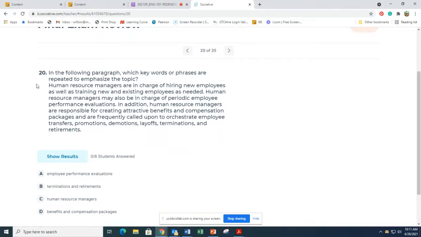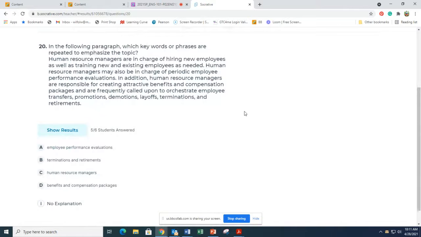Human resource managers are in charge of hiring new employees as well as training new and existing employees as needed. Human resource managers may also be in charge of periodic employee performance evaluations. In addition, human resource managers are responsible for creating attractive benefits and compensation packages and are frequently called upon to orchestrate employee transfers, promotions, demotions, layoffs, terminations, and retirements. All right, which keywords or phrases are repeated?